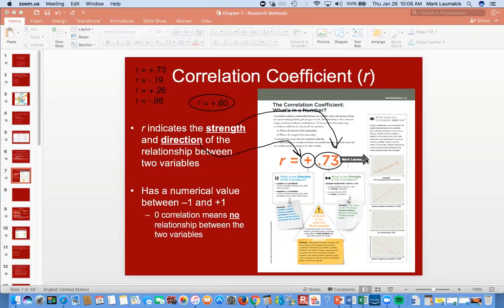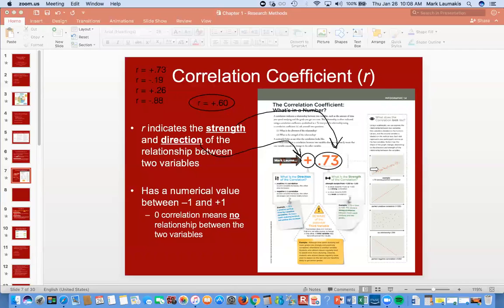For the mathematicians, it turns out that the correlation coefficient is the M. It's the slope of the line that best fits through the scatter plot, in the old Y equals MX plus B formulation. So you don't need to know that. All you need to know is that a positive correlation is a situation where as X increases, Y increases, or as X decreases, Y decreases.